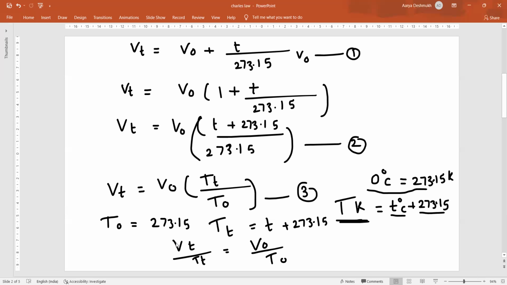So in a general way you can write, that is V1 upon T1 equals V2 upon T2.